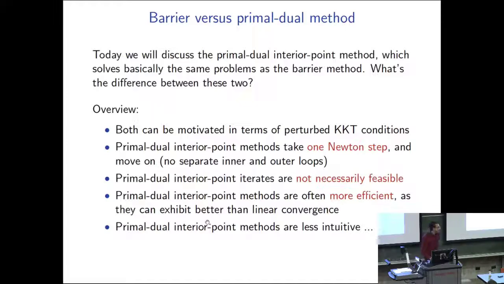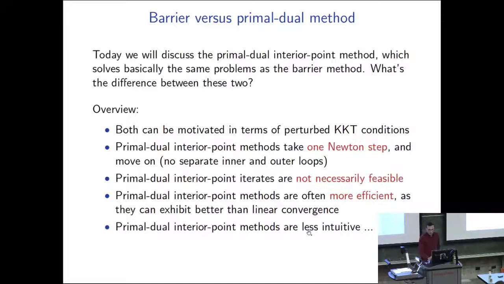And they can have, in some situations, empirically superlinear convergence. So they actually empirically converge somewhere in between this and quadratic, right? Quadratic being log 1 over epsilon. So empirically, for many problems, they're somewhere in between. And I believe even theoretically, for some problems, they have superlinear convergence. They're much less intuitive than the barrier method.